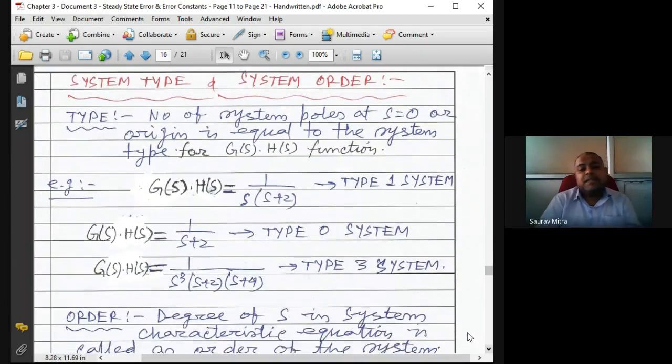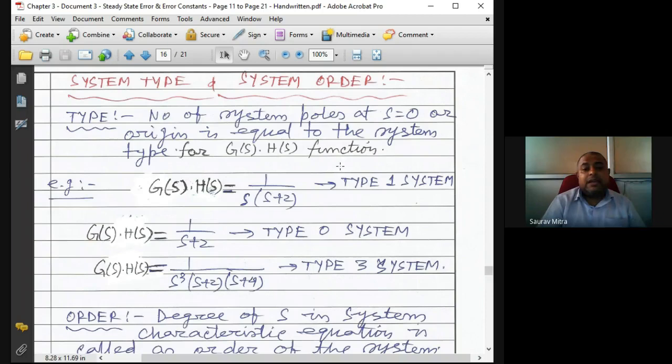Now here comes the same old discussion about system type and system order. G(s)H(s) is something from which we are supposed to find what is called system type. G(s)H(s) is the open loop transfer function. Here G(s)H(s) is given by 1 by s into (s plus 2). So s plus 2 has nothing to do with type, but type has to do with the power of separate s. Here the power of separate s is 1. Hence G(s)H(s) is a type 1 system.